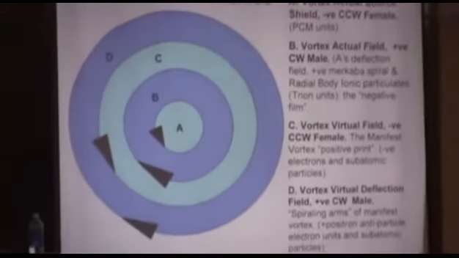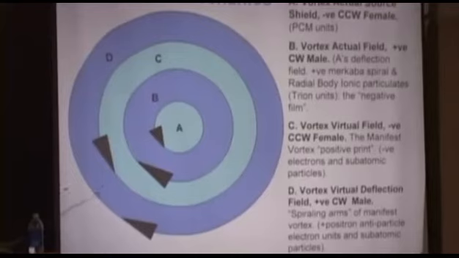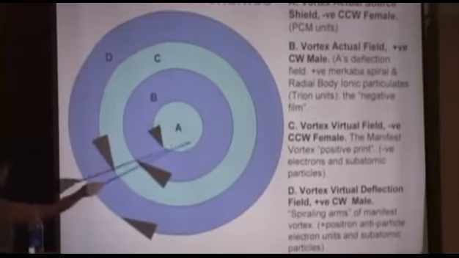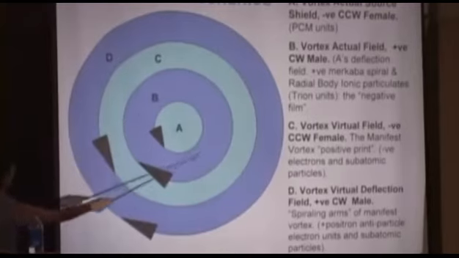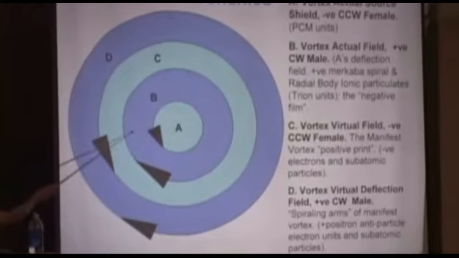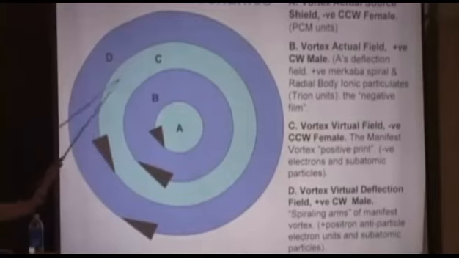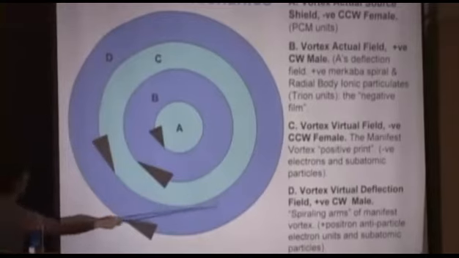Just reminding you a little bit of the way that the vortex fields work with regard to what we're going to talk about. This is the monad that for us spins counterclockwise. It creates what's called a vortex actual field that spins the opposite direction. This is the dimension 12 divine blueprint. Then there's a virtual field that spins the same way as the central one, and a deflection field that spins the opposite way again.